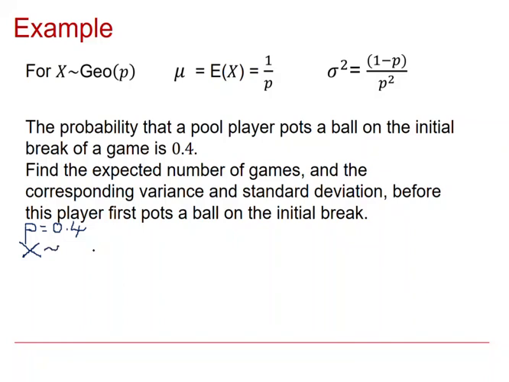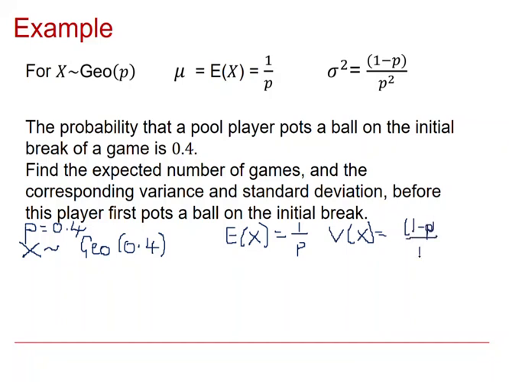And we know that x follows a geometric distribution with parameter 0.4, and we've been asked to find the expected number of games, E(x) or mu, which is 1 divided by p. We've been asked to find the variance for x, sigma squared, which is 1 minus p divided by p squared, and also the standard deviation for x. So this is a fairly simple example.